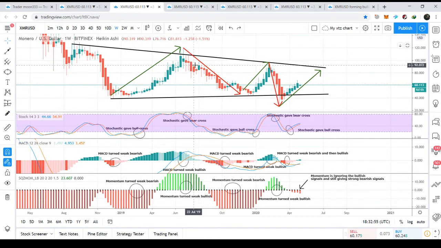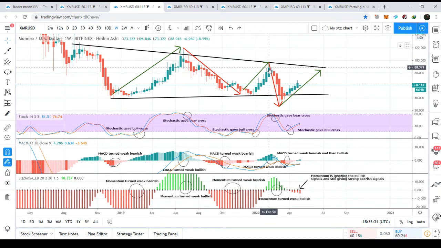And after that, we witnessed a major drop that led the price action up to the support of this wedge. And after that, we can again see that the momentum turned bullish, and before the momentum, the MACD was already turned bullish. It was a strong bearish, and it turned weak bearish. And after these two signals, we also received a bull cross by the stochastic, and the price action made another attempt to break out the resistance of this wedge.